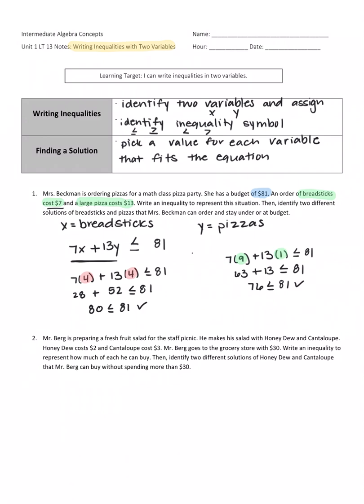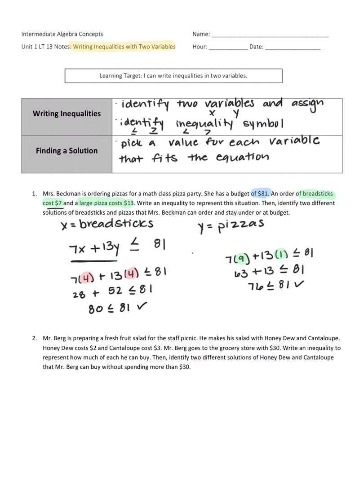So number 2 says, Mr. Berg is preparing a fresh fruit salad for the staff picnic. He makes a salad with honeydew and cantaloupe. Honeydew is $2 and cantaloupe is $3. Mr. Berg goes to the grocery store with $30. Write an inequality to represent how much he can buy. Then identify 2 different solutions of honeydew and cantaloupe that Mr. Berg can buy without spending more than $30.